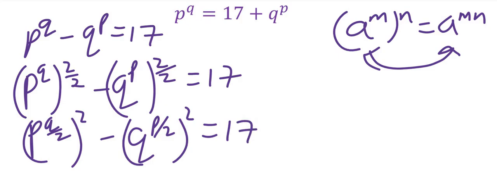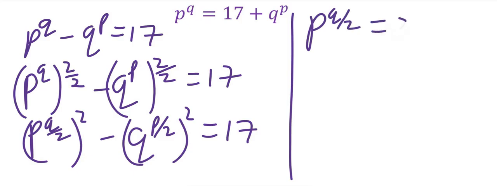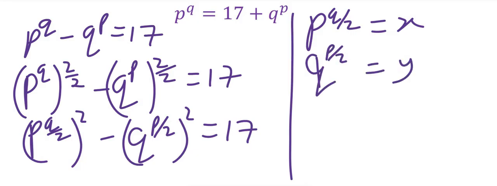Now in solving this, what I need to do is to represent each of these with a different alphabet. I'm going to represent p to the power of q over 2 with alphabet x, and I'm representing q to the power of p over 2 with alphabet y. So therefore I have x squared minus y squared equals 17.